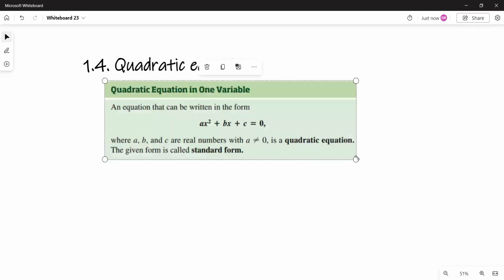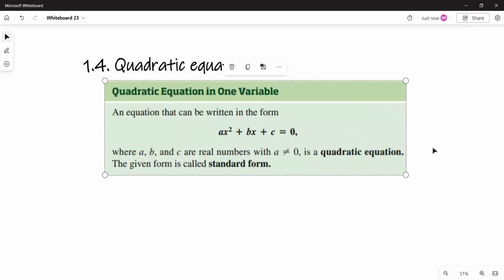Okay, so this is what a quadratic equation is. Now we have a term with x squared. This is on page 113. An equation that can be written in the form ax squared plus bx plus c equals 0, where a, b, and c are real numbers, with a not equal to 0, is a quadratic equation. And the form that we see here is called standard form.